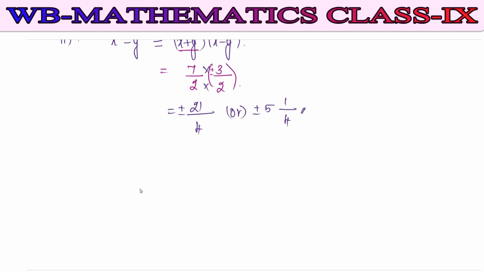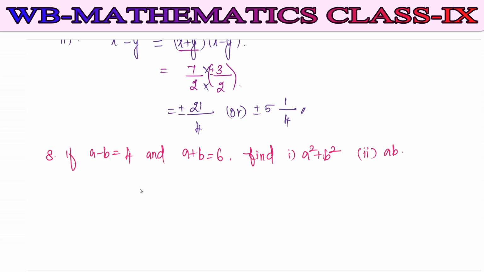So the next one here, the eighth one, they have given if a minus b is equal to 4 and a plus b is equal to 6, find a square plus b square. The second sub question, we need to find ab value. By using identities we can find, or even you can find the value like this also.